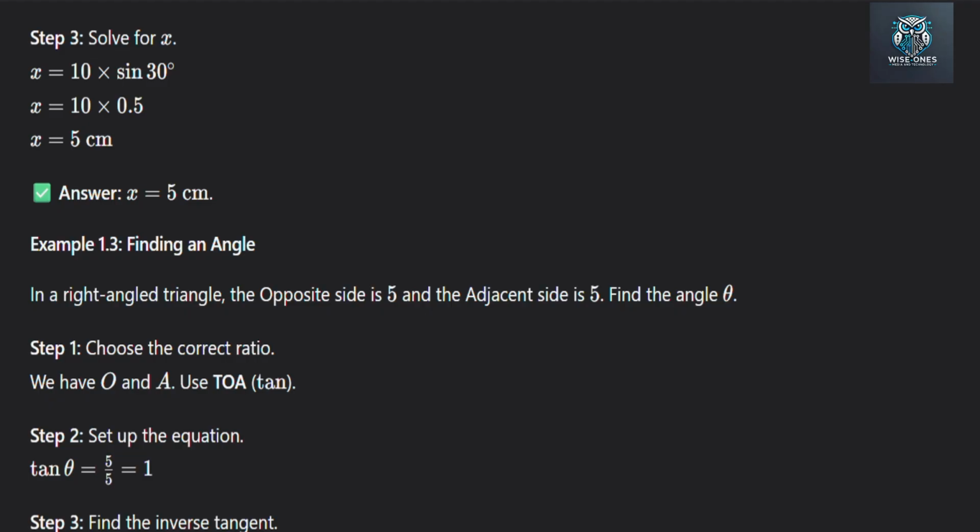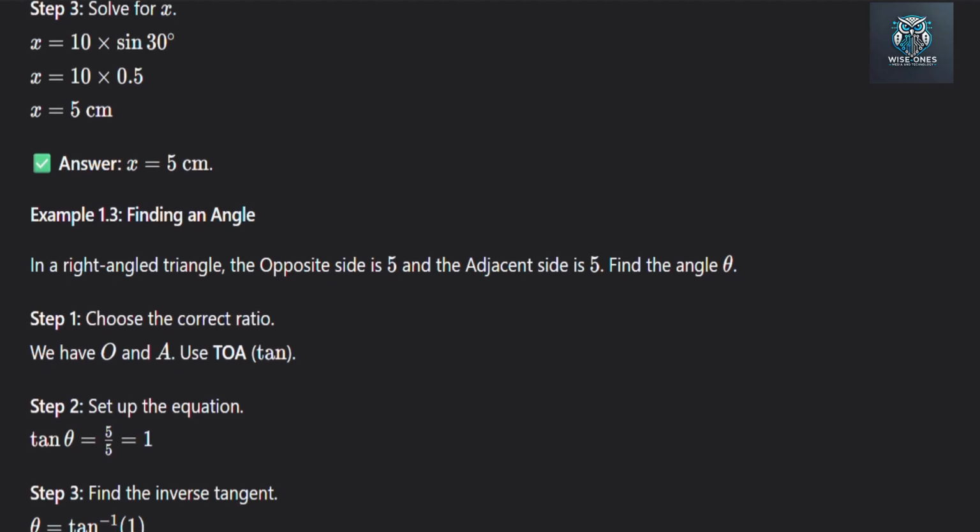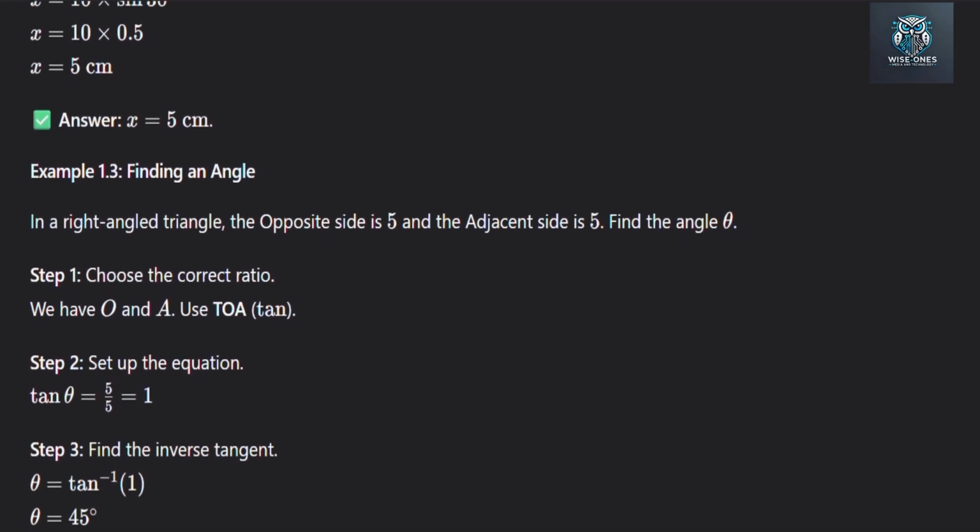Now, you need your calculator for this. Make sure it's in degree mode. Sine of 30 degrees is 0.5. So x equals 10 times 0.5. x equals 5 centimeters. Answer: x equals 5 centimeters. This was straightforward. Just remember to pick the right ratio. Now let us look at example 1.3, finding an angle.